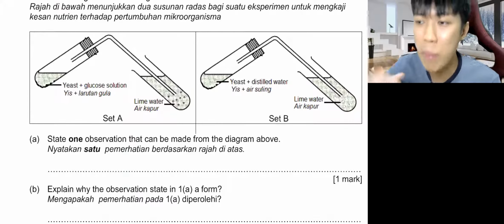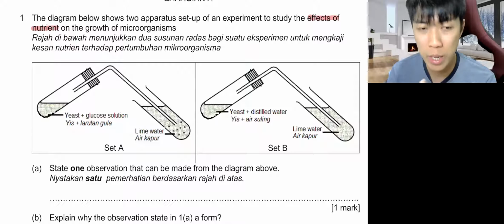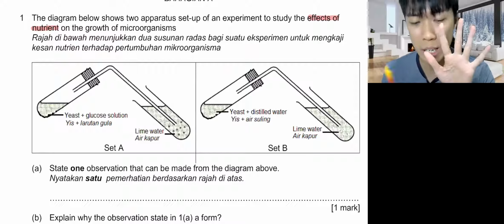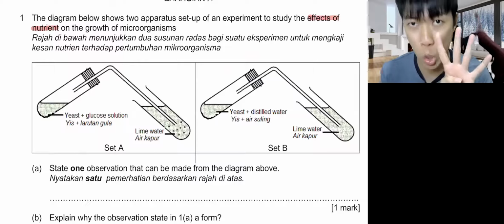Alrighty, everybody. Okay, so let's go to constant variable. Something here must be fair. Something here must be fixed. Let me see, what should we fix? This is the factor that you are testing, isn't it? You're testing got food, no food. Out of the 5 factors, you are testing nutrient. So what must be fixed would be the rest of the factors.